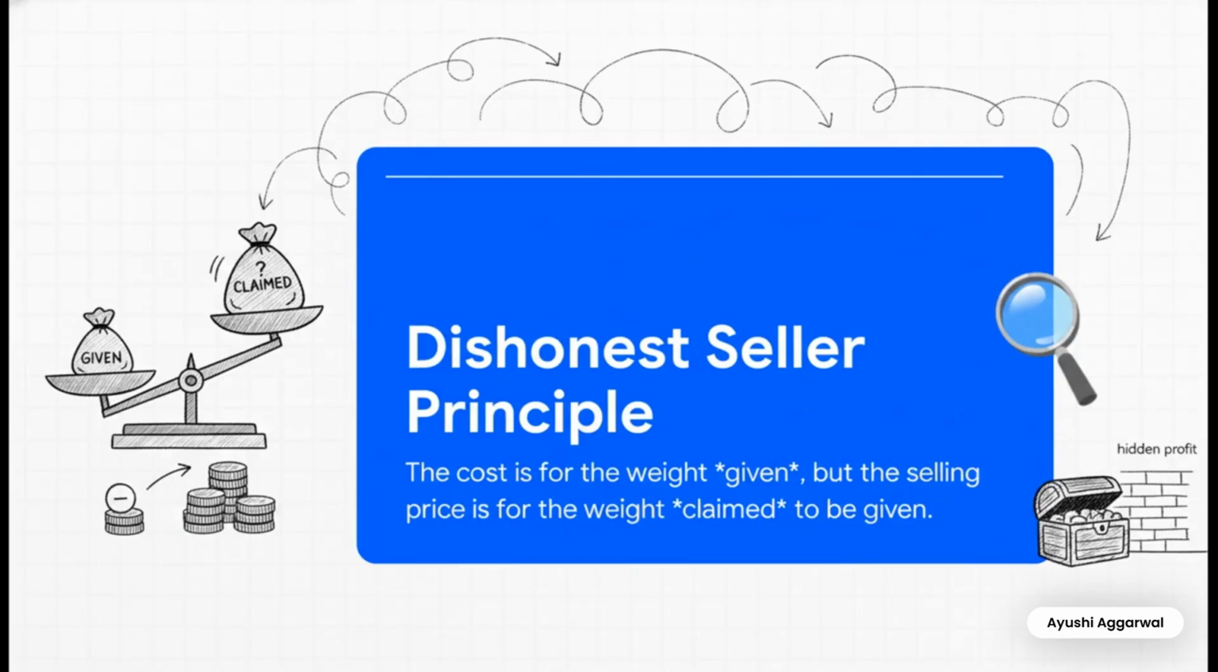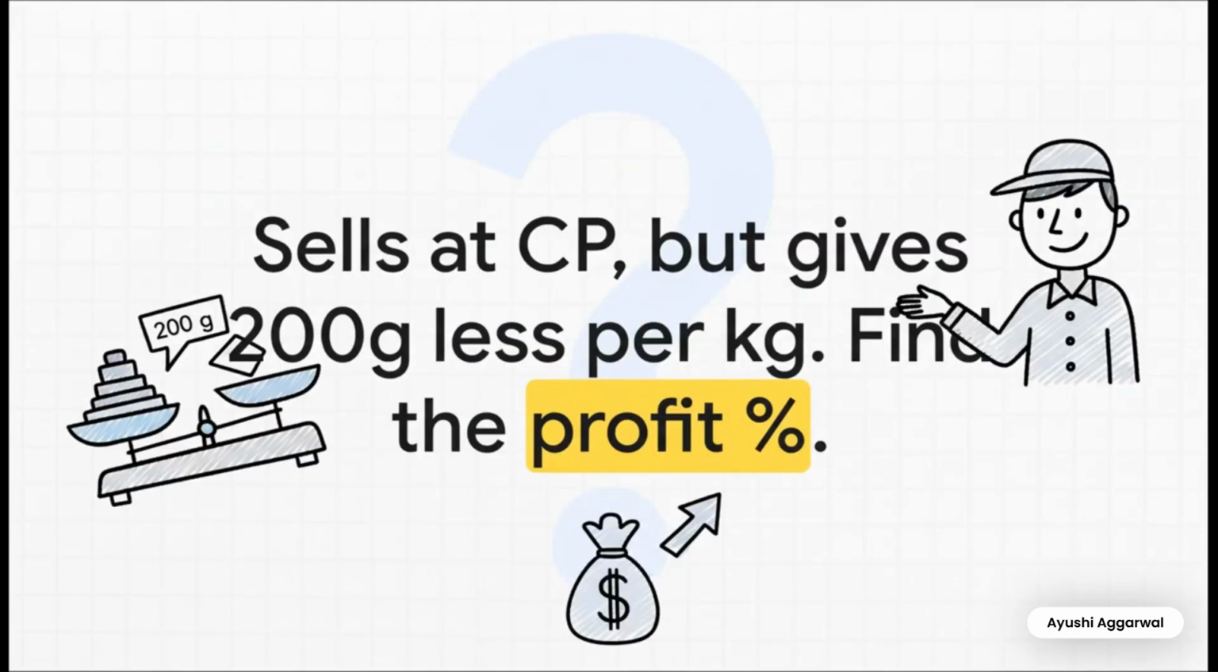The secret to cracking every single one of these questions comes down to one simple idea. The seller's real cost is for the amount he actually gives you. But he charges you for the amount he says he's giving you. So the profit isn't on the price tag, it's hidden in the weight that's missing. All right, let's put this principle into action with a super common question.